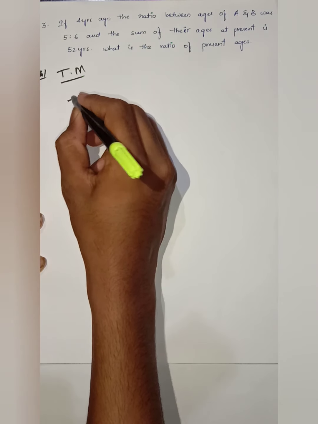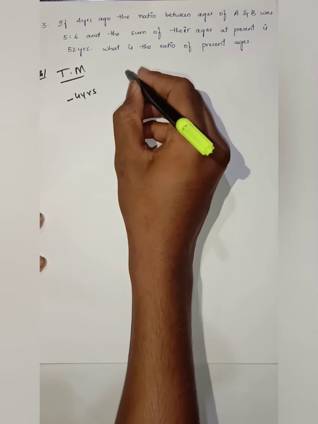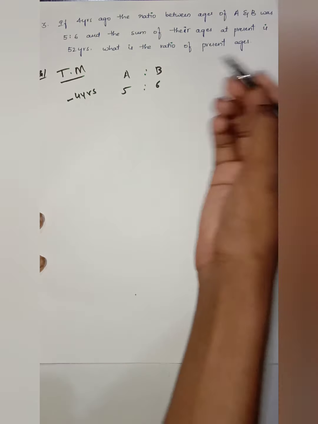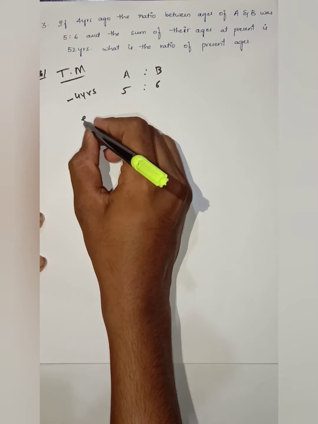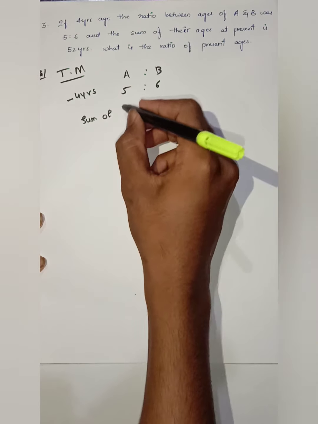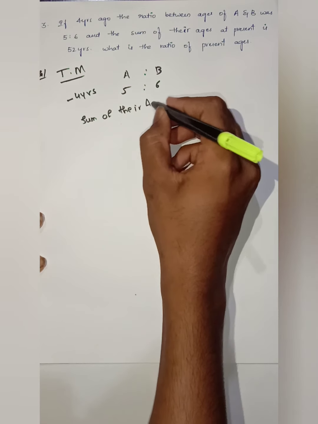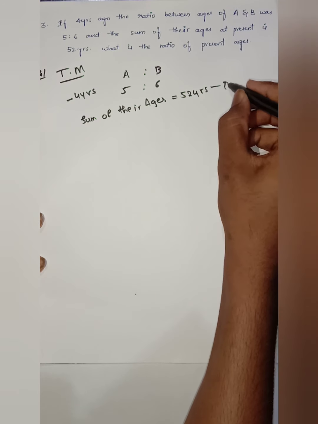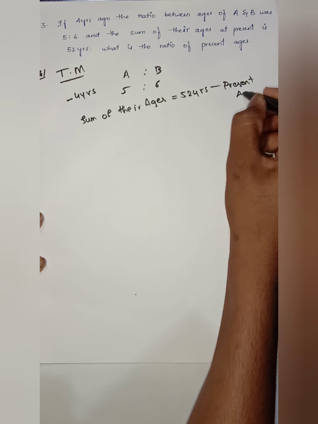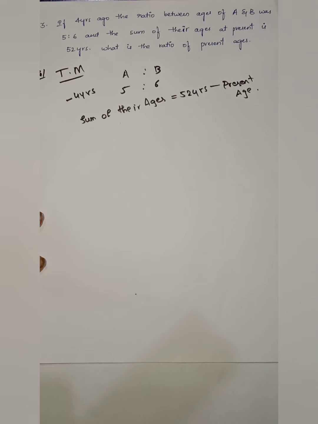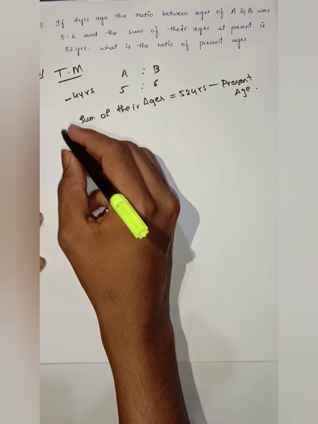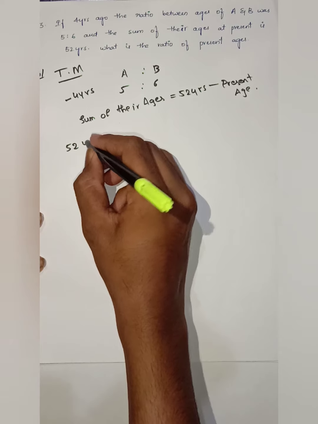4 years ago, that means minus 4 years, A and B in the ratio of 5:6, and it is also given that the sum of their ages at present is 52 years. So this is the present age, right? We have to find the ratio of their present ages. So 52 years is the present age.